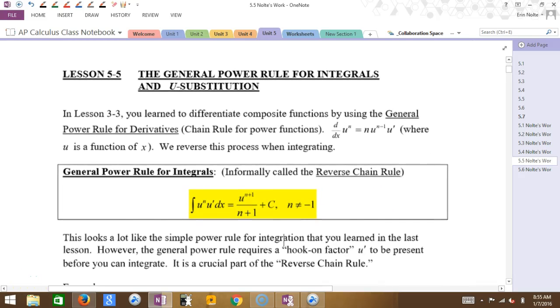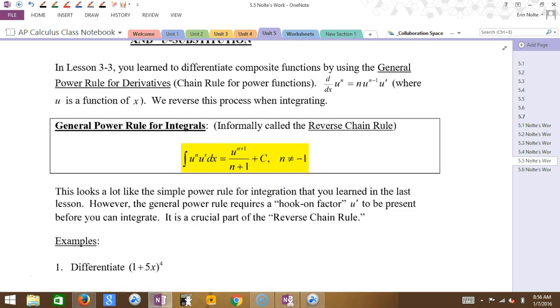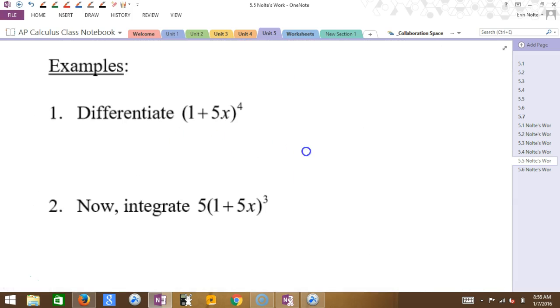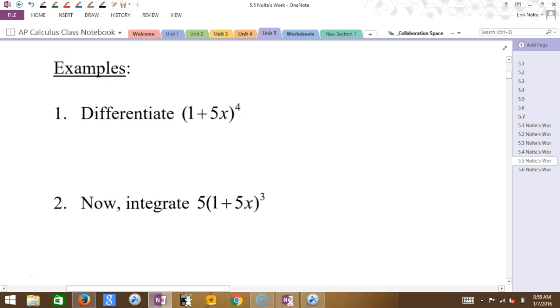Okay. So 5.5. So 5.4 was undoing the basic rule. Okay, so integrating with basic. This section is going to be undoing the chain rule. Okay, so they have this definition highlighted. I'm not going to go over it right now because I'm going to have you guys come up with how to undo the chain rule.